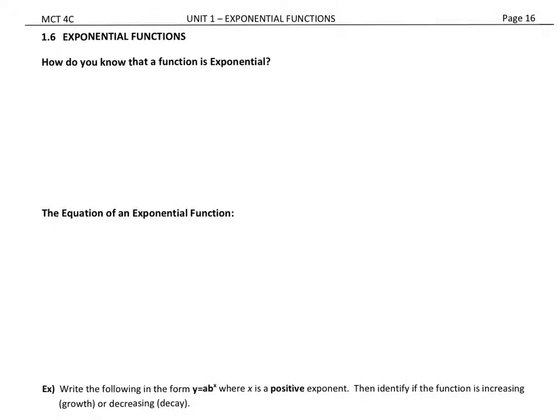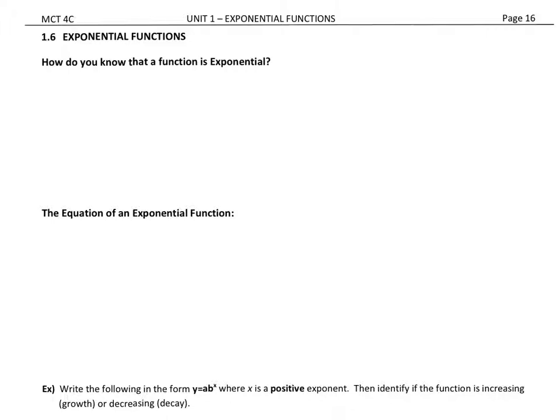Welcome to Lesson 6 in our Exponential Functions unit. By this point, you should have finished the investigation for 1.5 on the exponential functions. If you haven't completed that, please do that before you continue on with this lesson. I know that the investigation may take more than one class period to do.